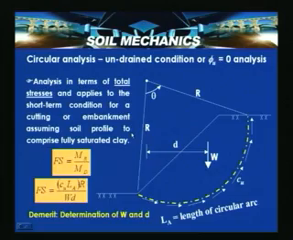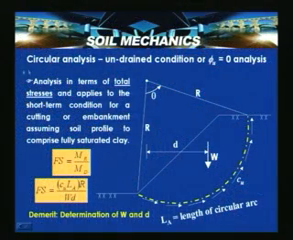Now, let us look at different methods. The first method is circular analysis, undrained condition, or phi u equal to 0 analysis. This is an analysis in terms of total stresses and applies to the short term condition for a cutting or embankment, assuming the soil profile comprises fully saturated clay.